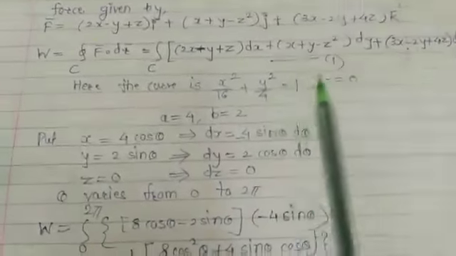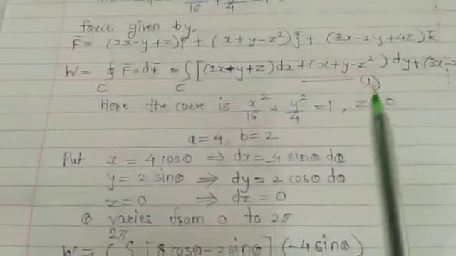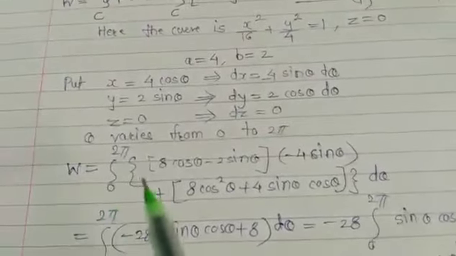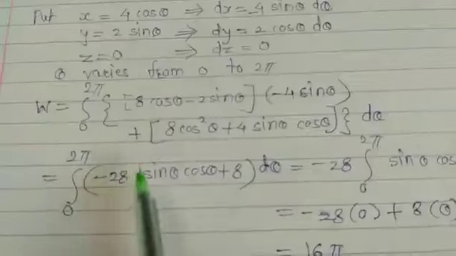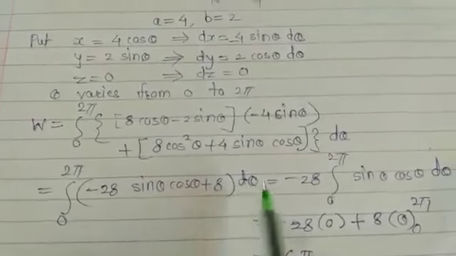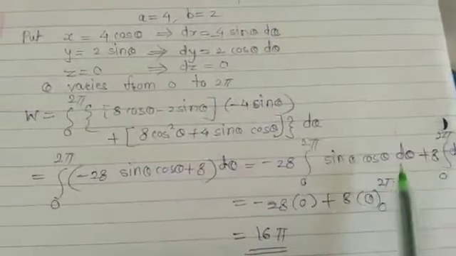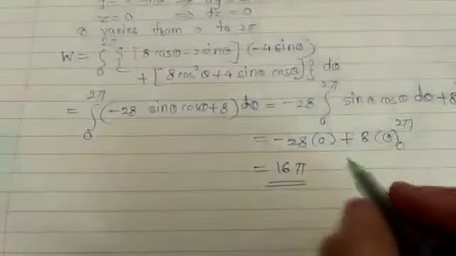Now, if we substitute all these values in terms of theta in equation number 1, then work done equals integration 0 to 2 pi of (minus 28 sin theta cos theta plus 8) d theta. Now if we solve these integrations, we get 16 pi as work done.